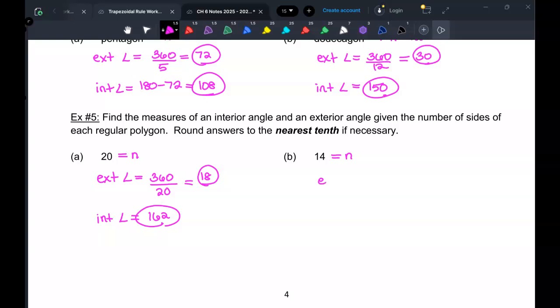Okay, and the last one, our exterior angle. This does not come out nicely, so we round the answer to the nearest tenth place. Oh, 25.7. Okay, so the interior angle, 180 minus 25.7, 154.3.